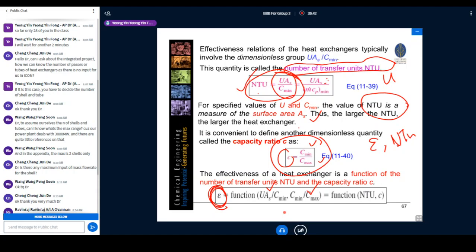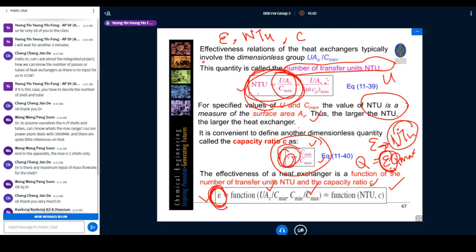Okay, so there is a correlation. Of course, the capacity ratio is there in the equations. Okay, so this is the relationship between effectiveness, NTU, and also the capacity ratio. They are interrelated. And from this NTU, you can get the surface area. And by knowing the effectiveness, in fact, you can get the Q value. Okay, this is how they play around with it.